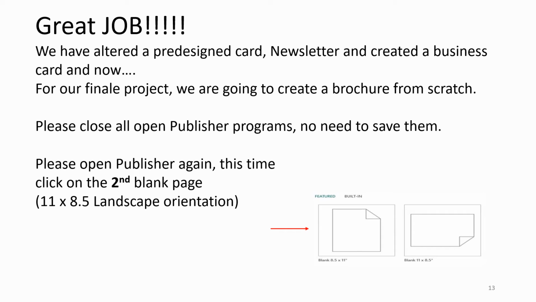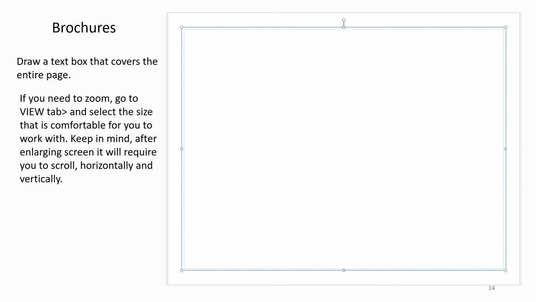Publisher again. This time, click on the second blank page. 11 by 8.5 landscape orientation. Brochures. Draw a text box that covers the entire page. If you need to zoom, go to View tab and select the size that is comfortable for you to work with. Keep in mind, after enlarging screen, it will require you to scroll horizontally and vertically.